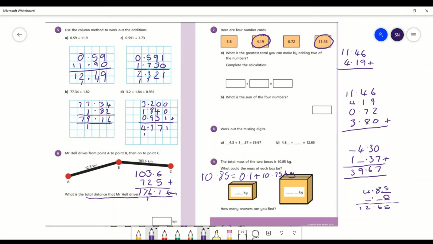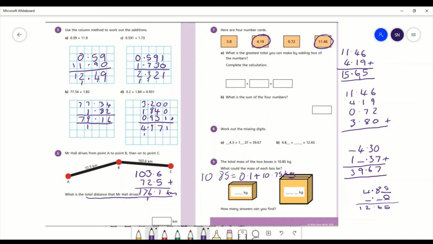Next one, it says what is the greatest total you can make. So I've looked at the most significant digit. So I've got 4 here, and I've got 11 here. So the other 2 are smaller than those. So add them together. 6 add 9 is 15. Okay, exchanging. 4 add those 2 is 6. That's 15.65.